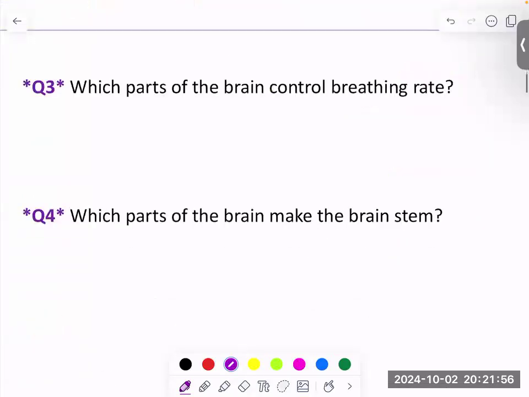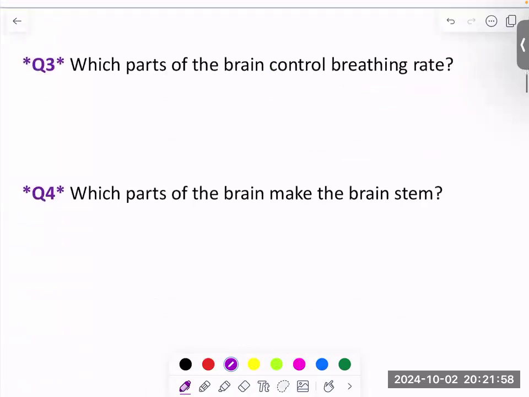I'll ask you like this. Here we go. Which parts of the brain control breathing? What are you going to tell me? Pons and medulla oblongata. Not just one or the other, both. One actually speeds up breathing and one decreases breathing rate. You'll have to learn that in physio. You don't have to worry about it here.